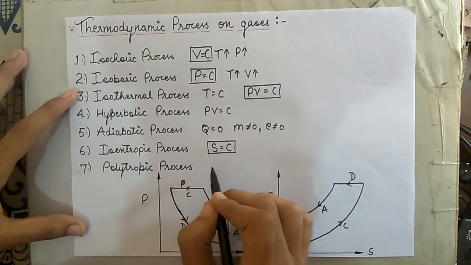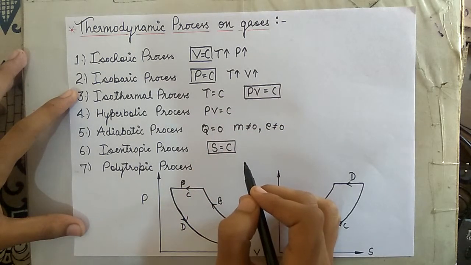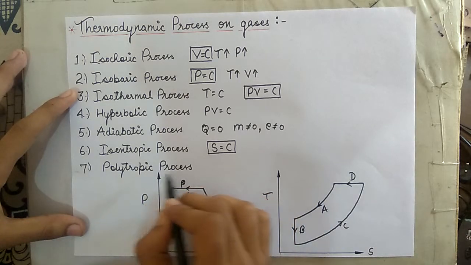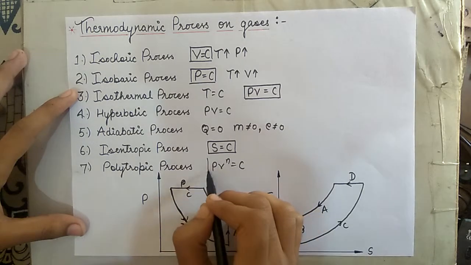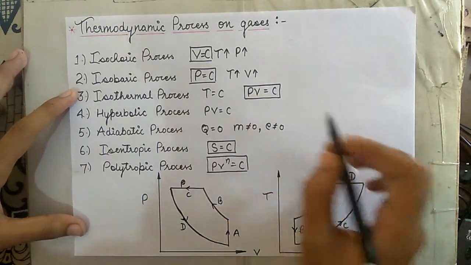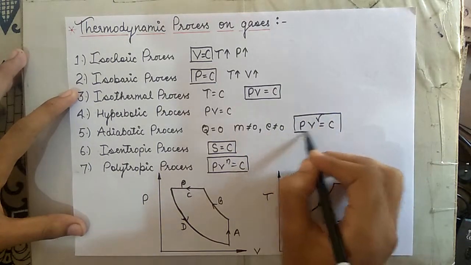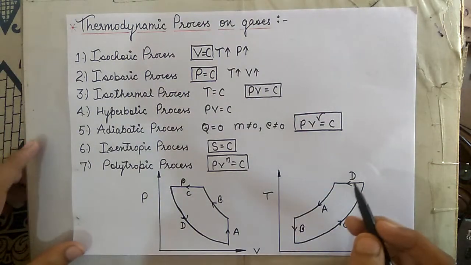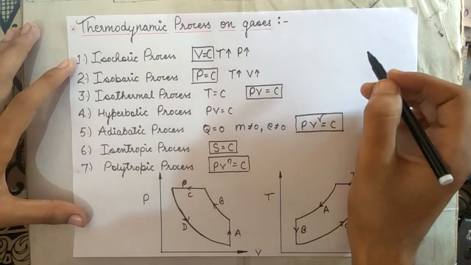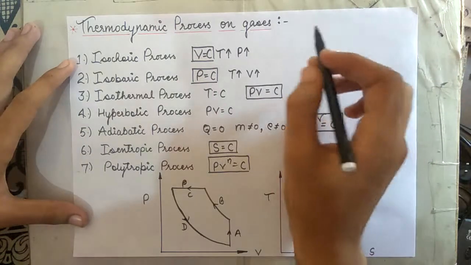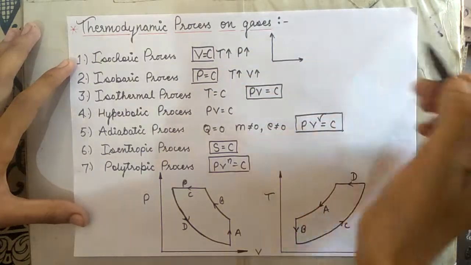Now, polytropic process. Polytropic process describes all the other processes. We will see later in the end of the video. The expression for polytropic process will be PV to the power n equals constant. And we know the expression for adiabatic is PV to the power gamma equals C. So we are going to make the PV and TS diagram for all the processes. See here how to plot all the PV and TS diagrams for all processes.